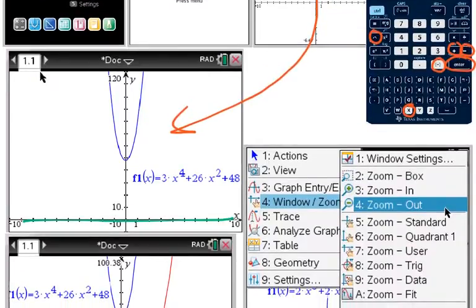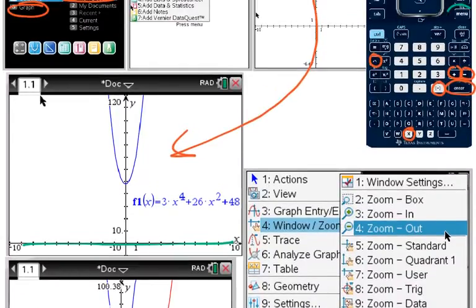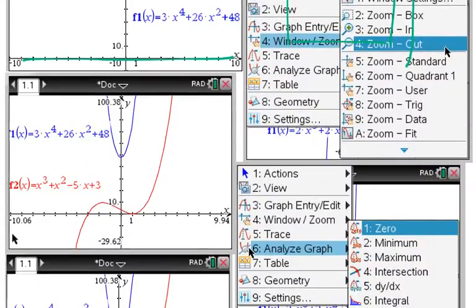Now, it may not have shown up at first, and remember, if you hit menu up here, and then go down to window and trace, you can zoom out or change the window settings. Okay. Now, what we like to see is if we graph another one now. I graphed this red one.